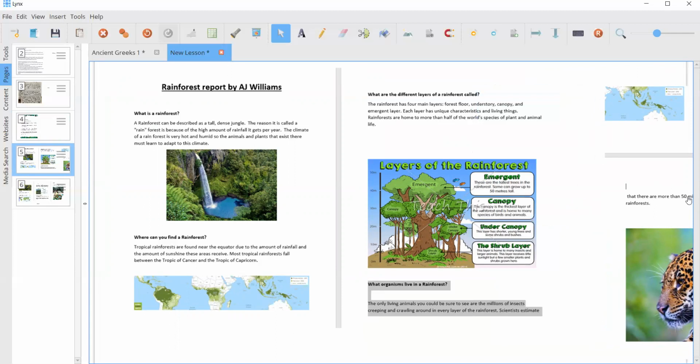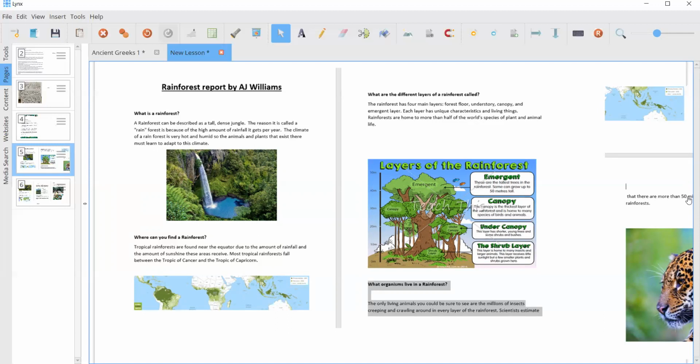A rainforest can be described as a tall, dense jungle. High amount of rainfall, very good. Hot and humid, excellent. And you've used the word climate, which is a nice scientific or geographical term. Where can you find rainforests? Near the equator because of the rainfall and the humidity. Very good. The rainforest has 4 main layers: the floor, the understory, canopy, and emergent layer. And there's a lovely little picture there that also explains those 4 layers of the forest.